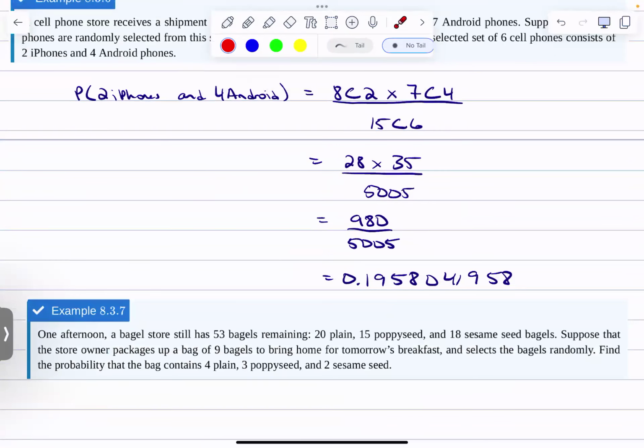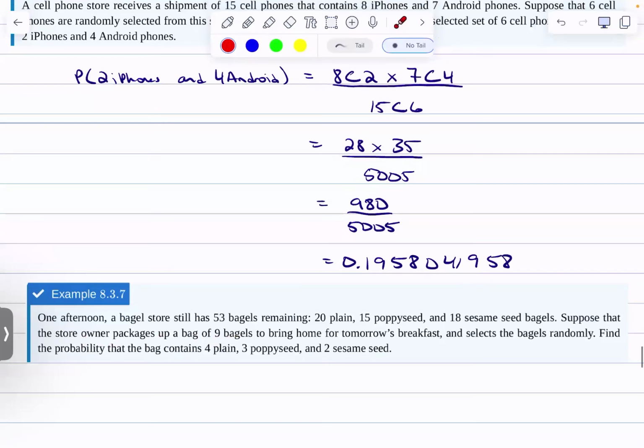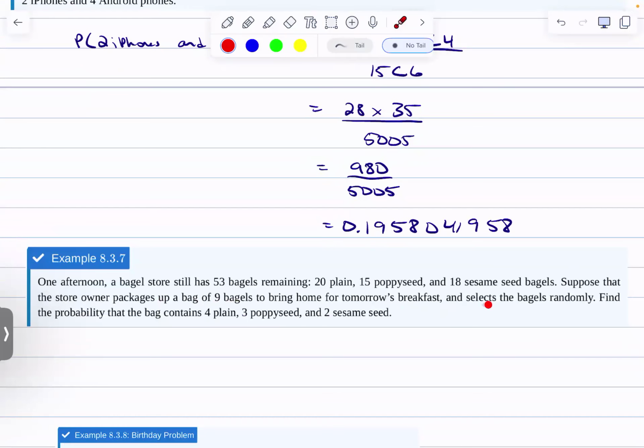One afternoon, a bagel store still has 53 bagels remaining: 20 plain, 15 poppy seed, and 18 sesame seed bagels. Suppose that the store owner packages up a bag of 9 bagels to bring home for tomorrow's breakfast and selects the bagels randomly. Find the probability that the bag contains 4 plain, 3 poppy seed, and 2 sesame seed bagels.